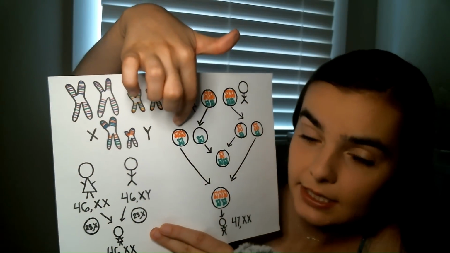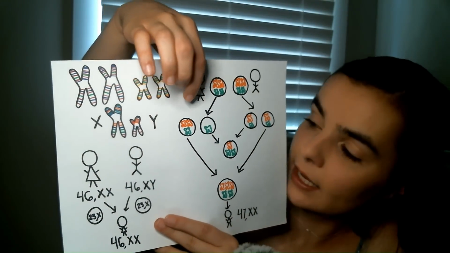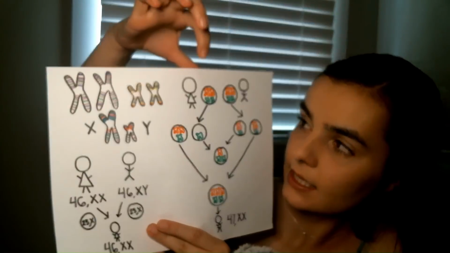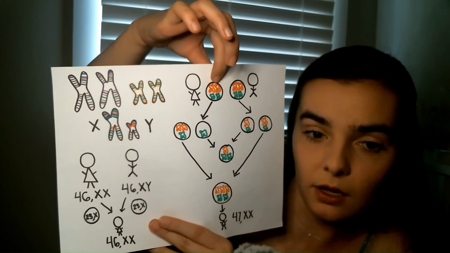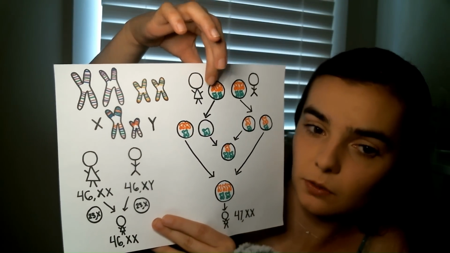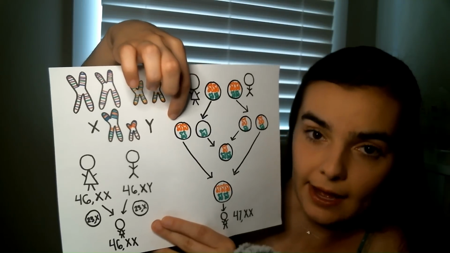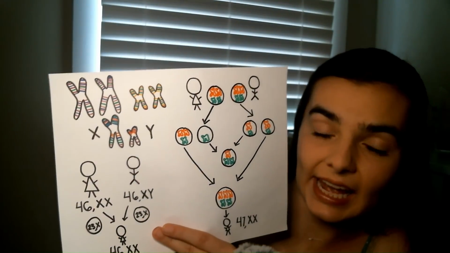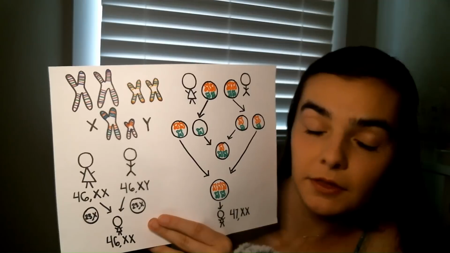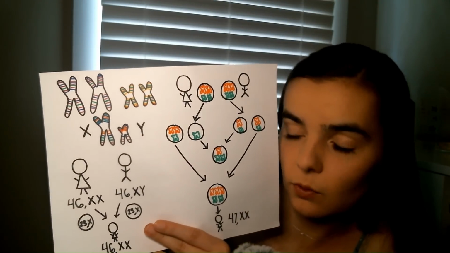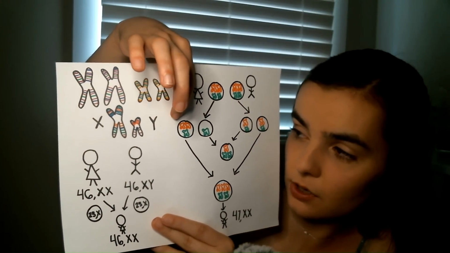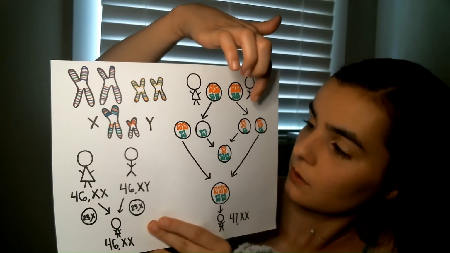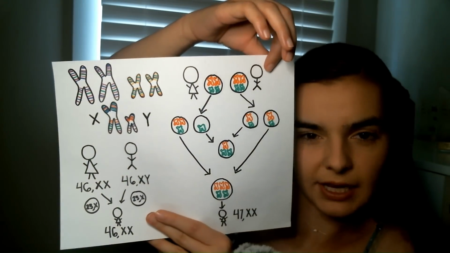But what happened here, you can see, is something called non-disjunction. And so this is where both of the mother's orange chromosomes went into one egg cell. And so by default, the other one didn't get any orange ones. They got the normal number of green. They each got 1 green, but this one has an extra orange one, and this one has none. And so the male, everything happened normally.